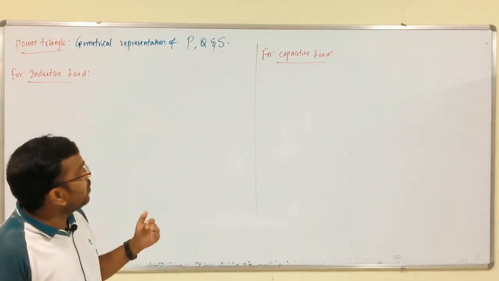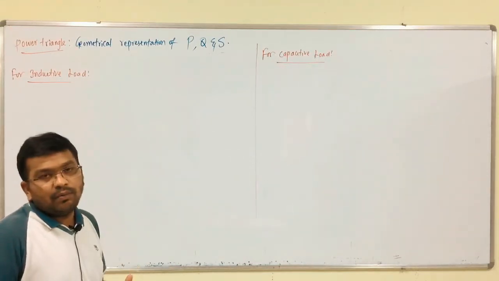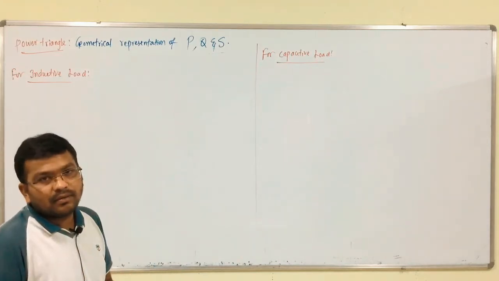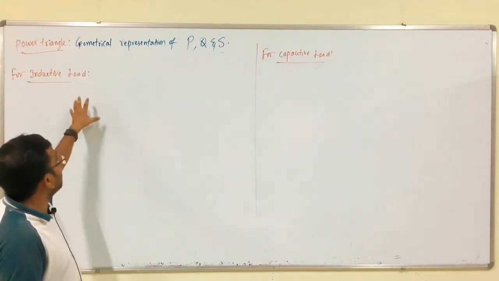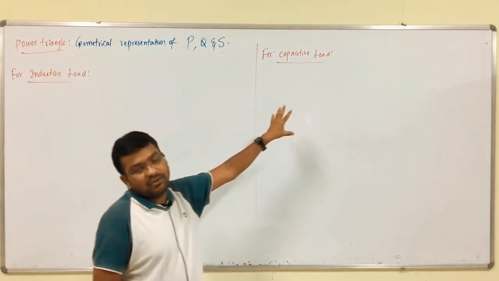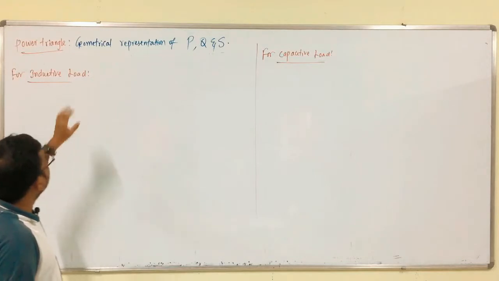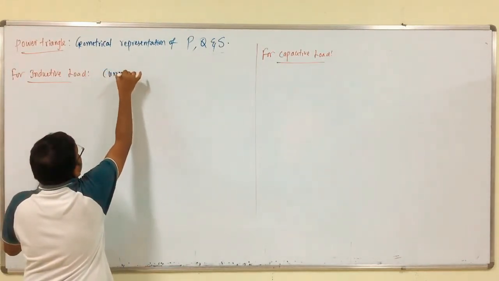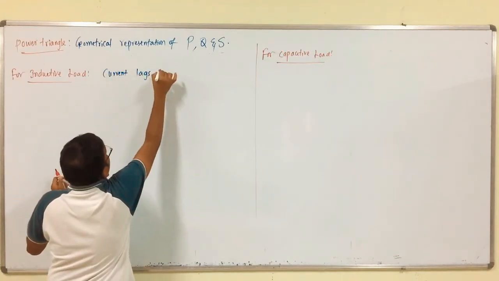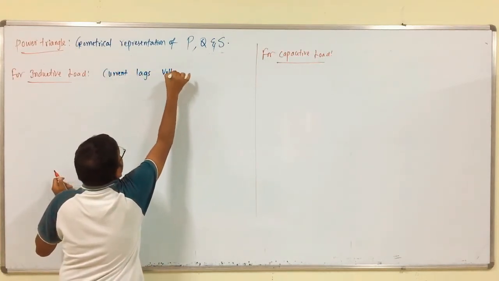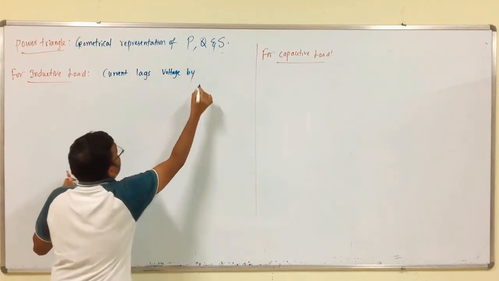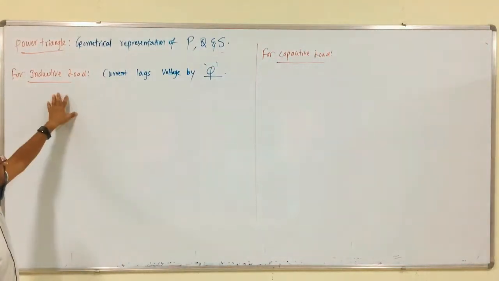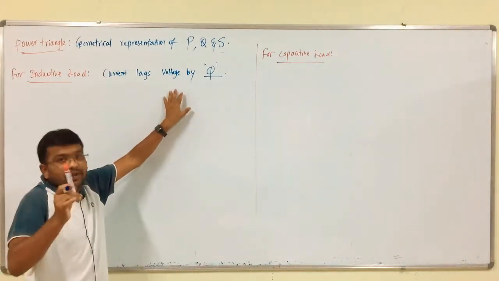So, there is no need of a power triangle for a resistive load, because the phase angle between voltage and current is 0. That is why we need the power triangle for inductive load as well as capacitive load. For inductive load, current lags voltage by some angle phi. This is not a pure inductive load; current lags voltage by phi.